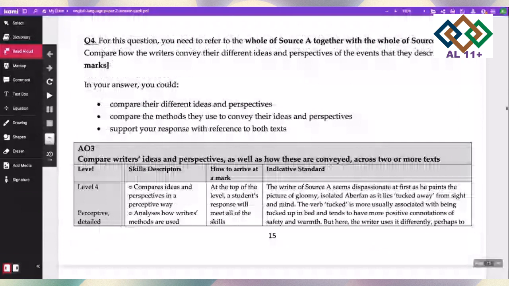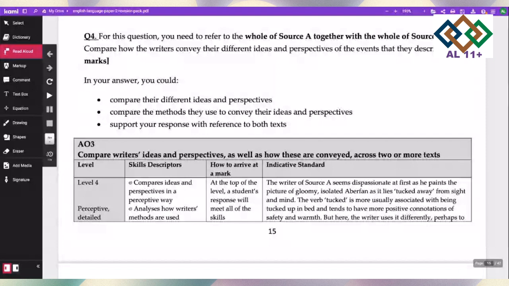So in question number 4, some teenagers really get confused between 3 and 4. You need to think carefully about what you're including in number 3 and number 4, because these questions look really similar to each other. But in question number 4, what they're asking you is absolutely different from number 3. For this question, you need to refer to the whole of source A together with the whole of source B. Compare how the writers convey their different ideas and perspectives of the events that they describe. 16 marks.